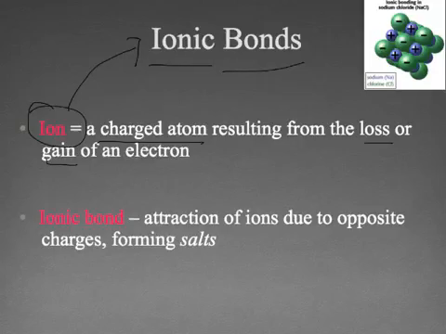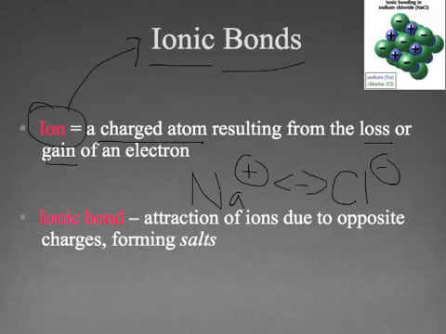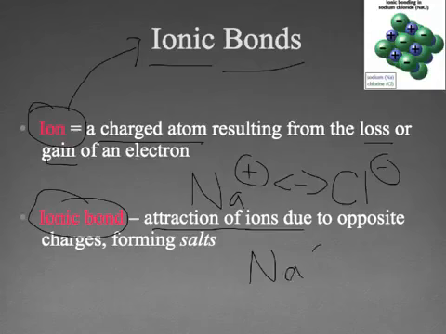Okay? So then if I have 2 ions near one another, so say I have sodium. Now when sodium forms an ion, it becomes a positive ion. And if chlorine gains an electron, it becomes a negative ion. And now if I put my positive sodium near my negative chloride, that positive and negative are going to attract. And that attraction of opposite ions is called an ionic bond. So what I would get here is the compound NaCl, which is table salt. And any compound with an ionic bond is called a salt. Not just NaCl. Anything that forms an ionic bond is called a salt.